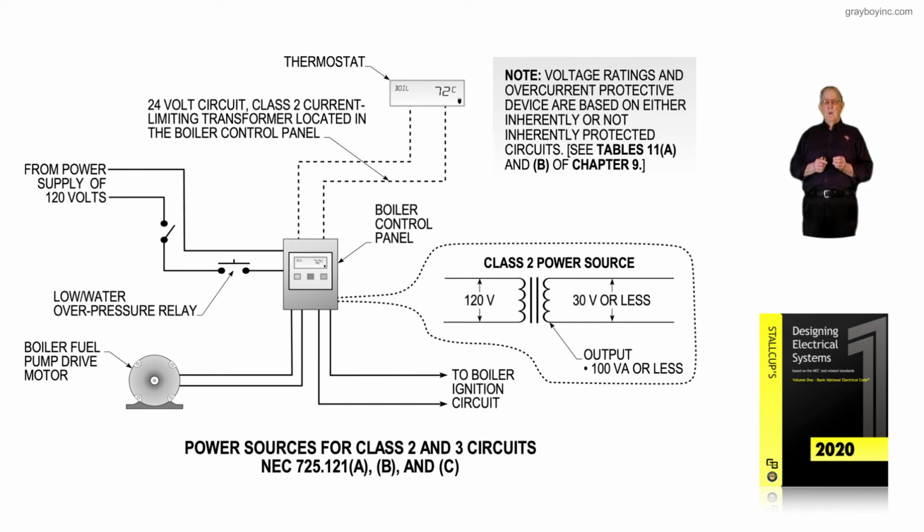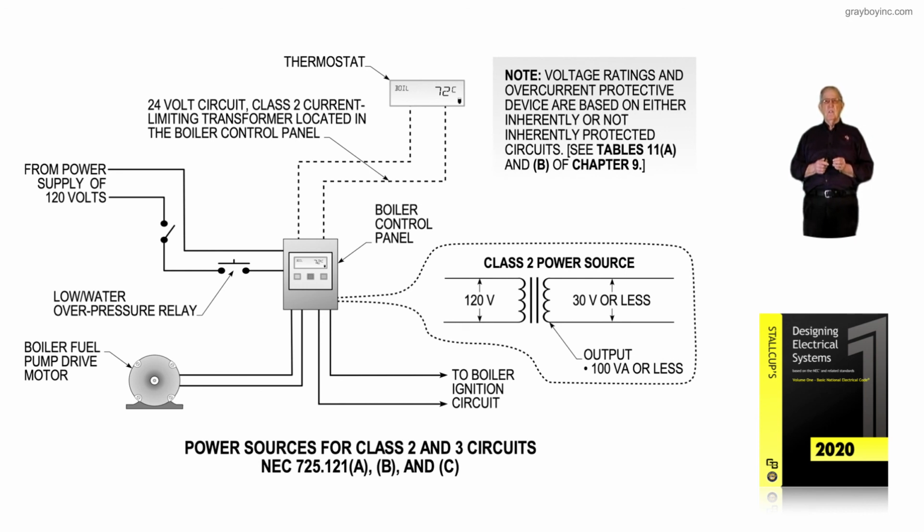So notice then that to get the output of these circuits, just to get a feel for those circuits, we would look at the tables: Table 11A for AC, and Table 11B for DC, in Chapter 9. And then again, the output is 30 volts or less, and it could be 100 volt-amps or less rated circuit in accordance with Table 11A or B of Chapter 9.